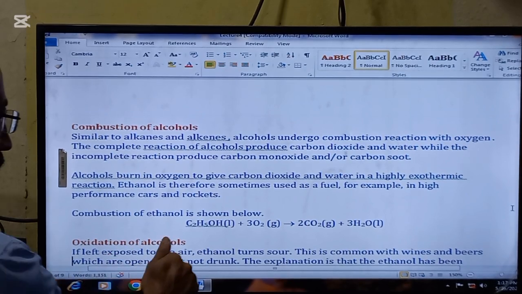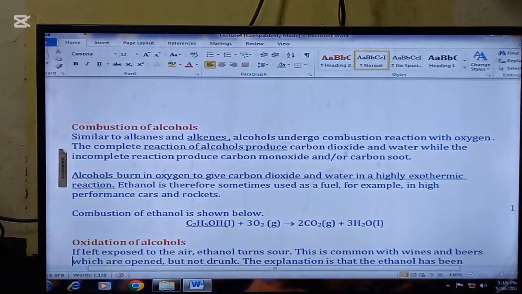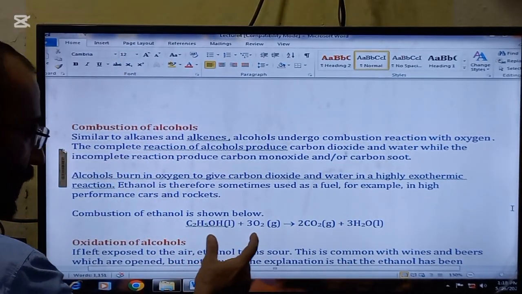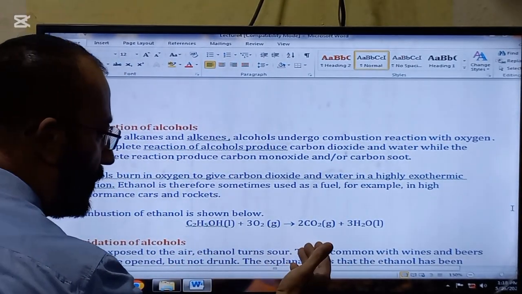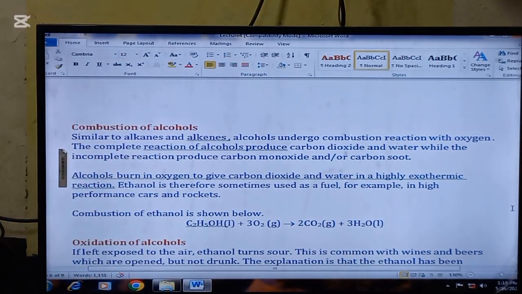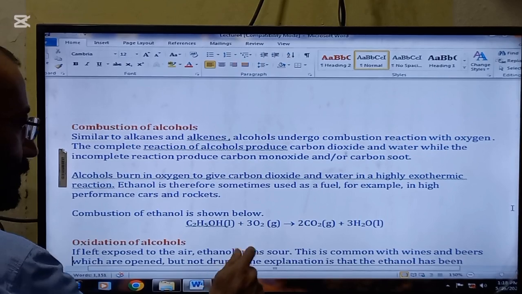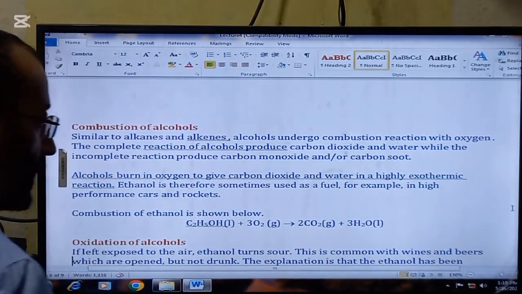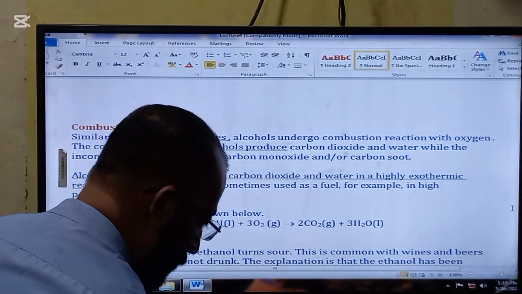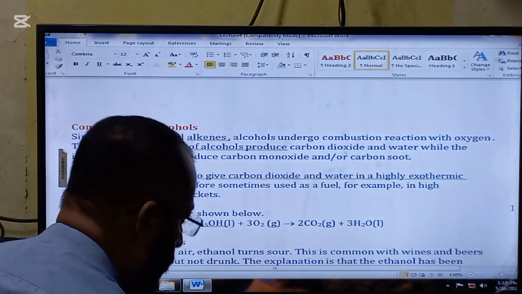Combustion of ethanol is shown below. So this is the combustion reaction of ethanol. Ethanol is burnt with oxygen to form carbon dioxide and water. This oxygen is in plentiful supply because carbon dioxide and water are produced. Otherwise, carbon soot and carbon monoxide will be produced.